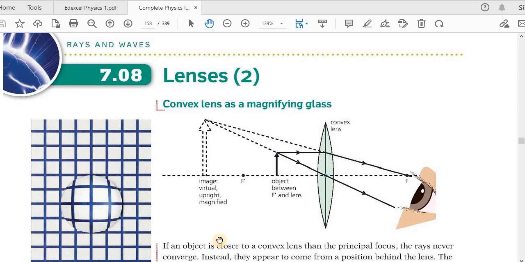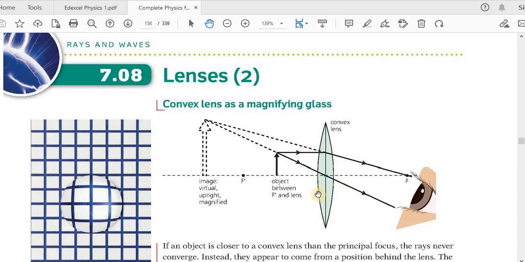Again, the two lines are there. Remember the line parallel to the principal axis and then passing through the focal point. Then another line that is passing through the center of the lens. So we extend these lines backwards and we get the virtual image of that object.